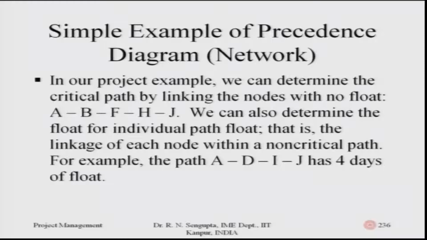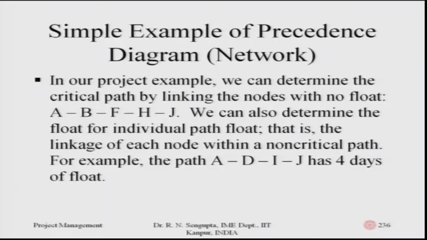In our project example, which we just considered, we can determine the critical path by linking the nodes with no floats. That means, if the float is 0, obviously it means that there is no leeway of changing the duration or the end of those particular activities or jobs. So, here with no floats is the set of sequence A, B, F, H, J.